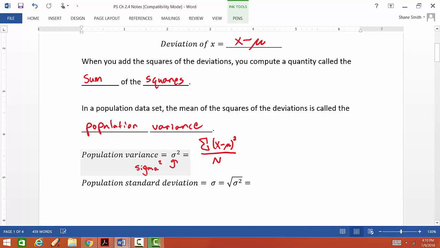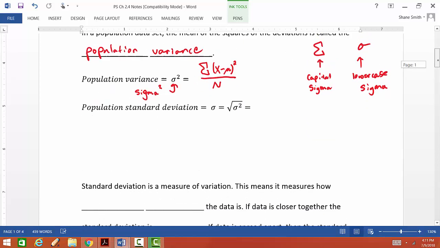And sigma squared, you might remember, this symbol is also sigma. So in Greek, this is a capital sigma, and this is a lowercase sigma. So they're both sigma. It's just one's a capital letter and one's a lowercase letter, like in English, we have lowercase and uppercase letters.